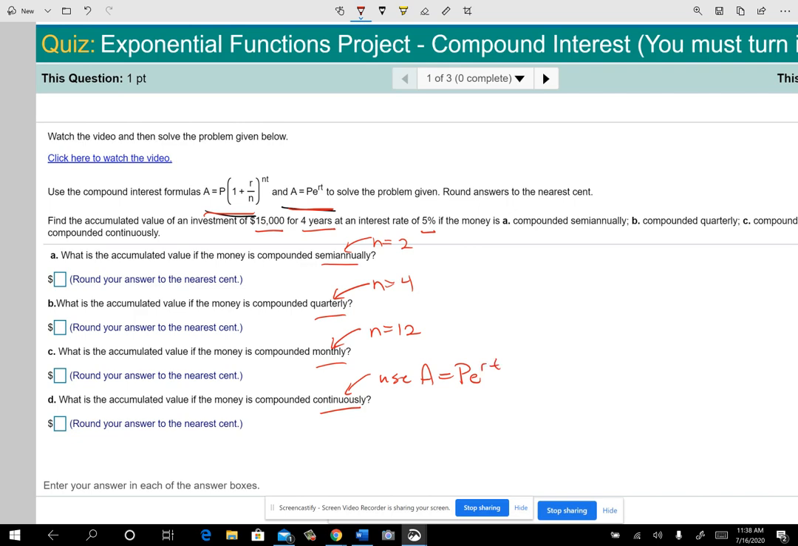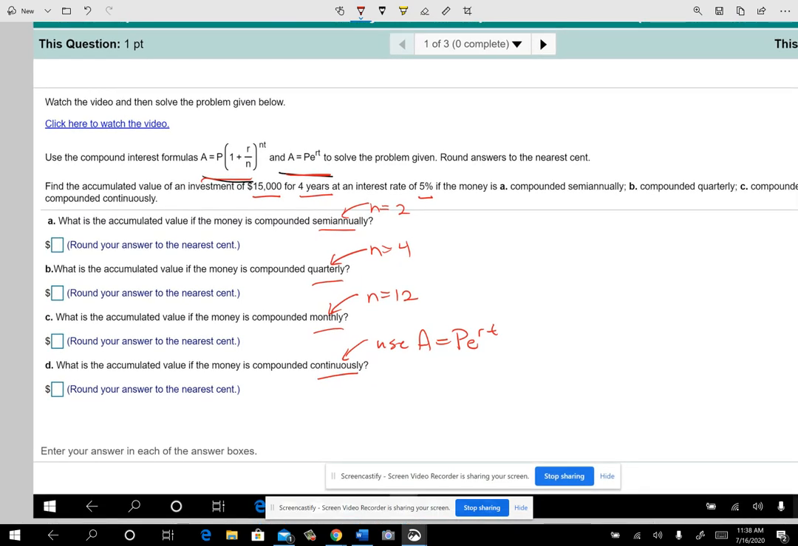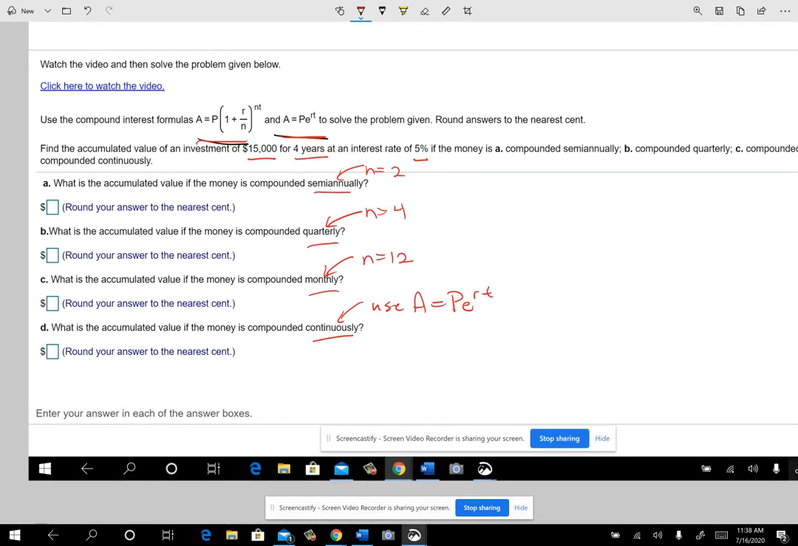All right, so let's just try a couple of these. Part of the difficulty with this is actually entering it into your calculator correctly. So please go grab a calculator right now so you can practice that part of it with me. I'm going to do C and D. On C, we're trying to figure out how much money we'll have in our account if we compound monthly. So for C, I'm going to use this formula.